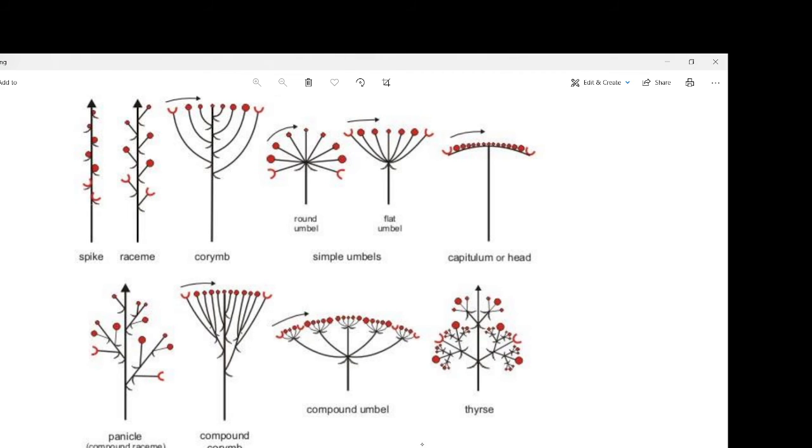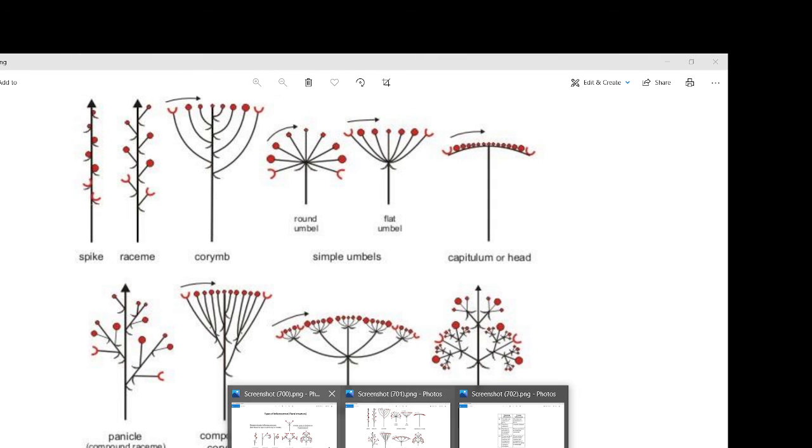Now let me show you some modifications of these two kinds of inflorescence. This picture shows the modification of the racemose inflorescence, where, if you observe carefully, all the axes are unlimitedly growing and the base will show the oldest flower. Okay, so you can pause the video and write the names of this.